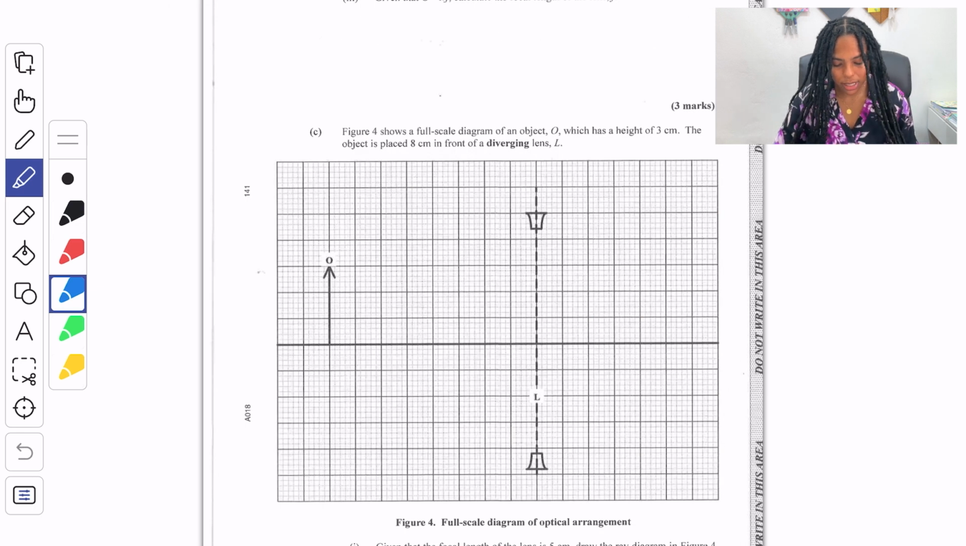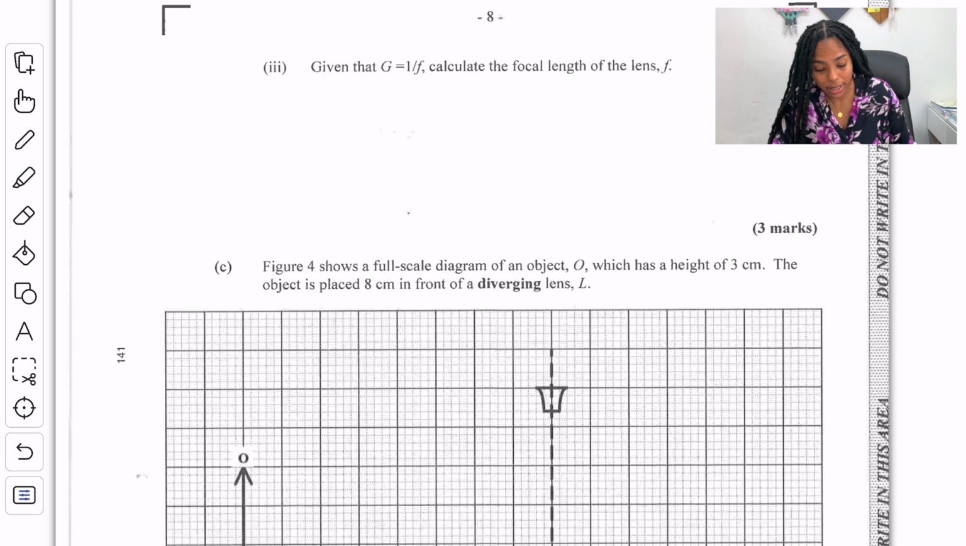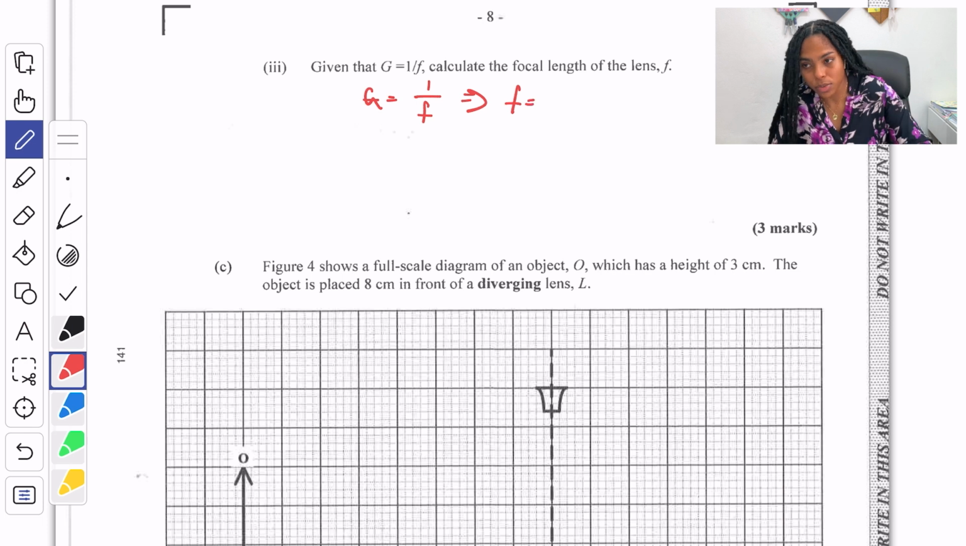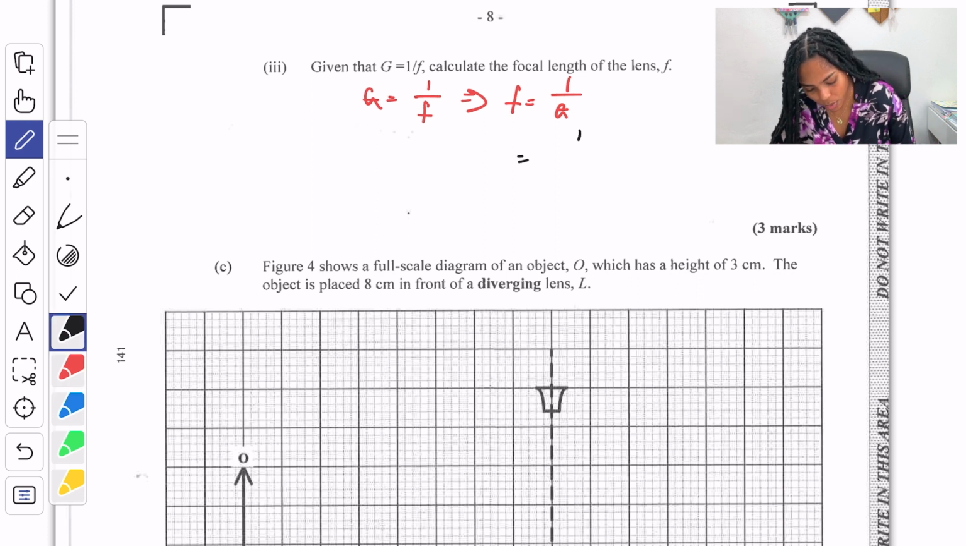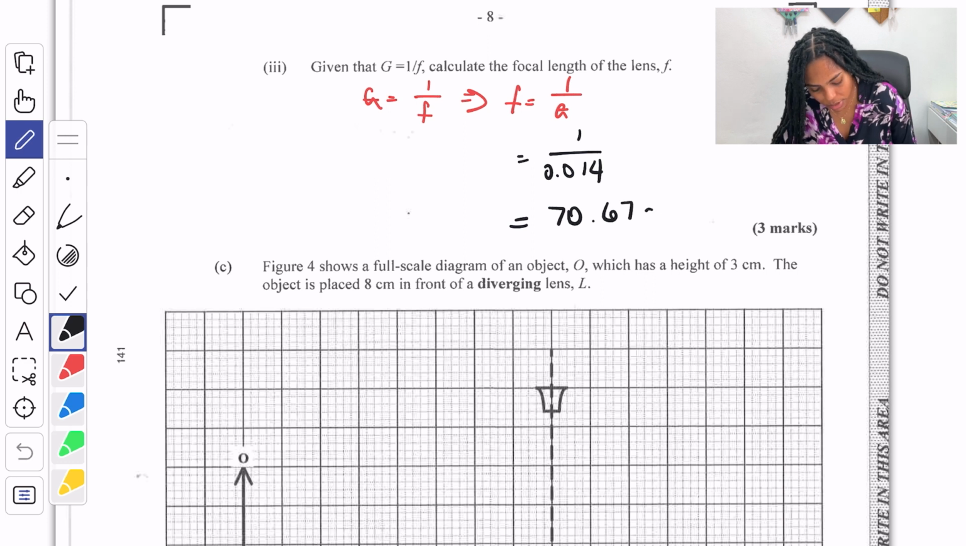Now they're saying given that G is equal to 1 over the focal point or the focal length, calculate the focal length. So if G is 1 over F, it means that I could rearrange this, which would be F is 1 over G, which will be 1 over 0.014, which gives me approximately 70.67 centimeters.